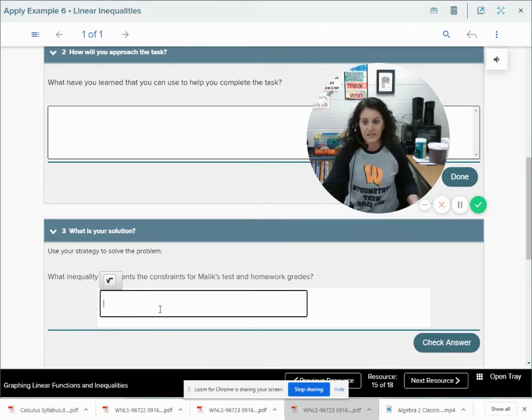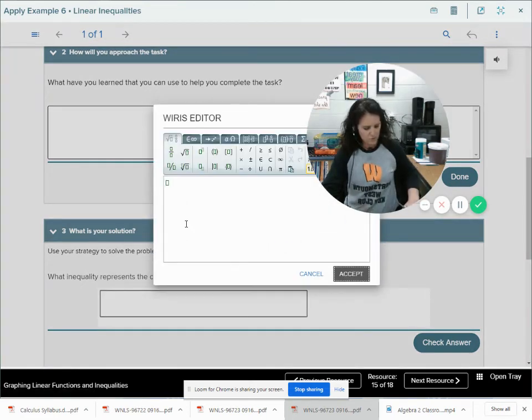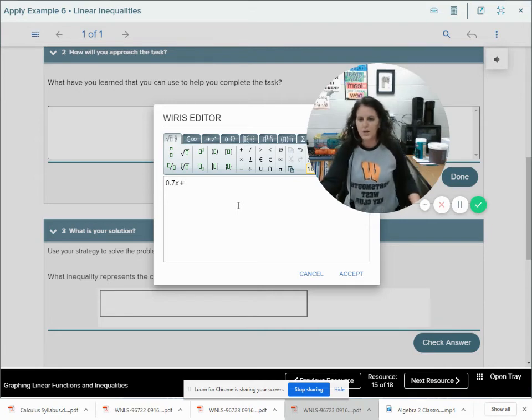0.7, right? That's 70%. So 0.7 of his test grades, we'll let that be X. And we're going to add that because it said the sum, didn't it say the sum? The sum of 70% of his test grades average and 30% of his homework average. So how do I show 30% of his homework average? 0.3 times the homework average.